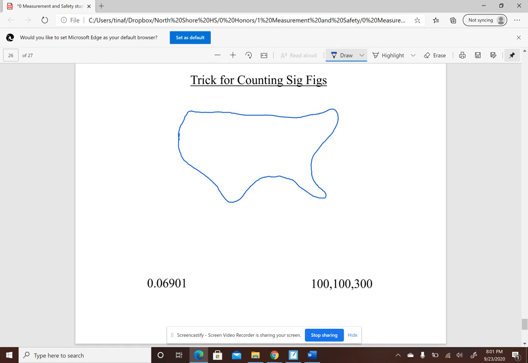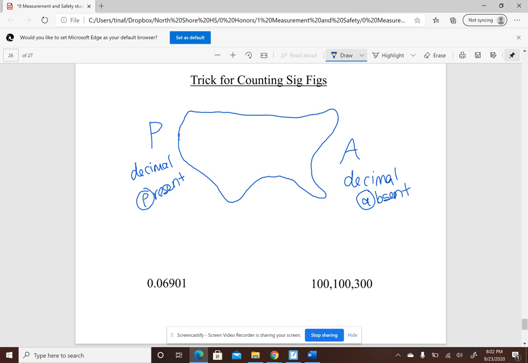I want you to think about what ocean is on the left side. Pacific. So let's put a P there. And what ocean is on the right side? The Atlantic. So we're going to put an A there. So why is a P and an A important? The P stands for there is a decimal present in the number. And the A stands for the decimal is absent in the number.